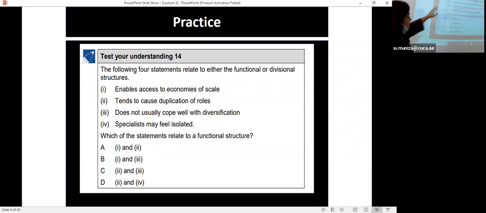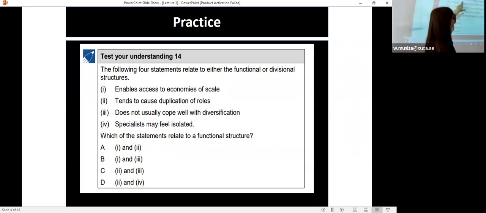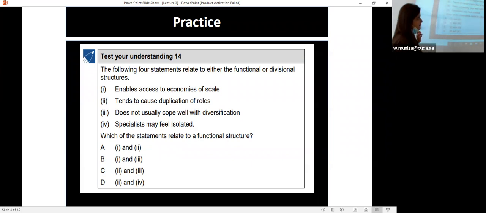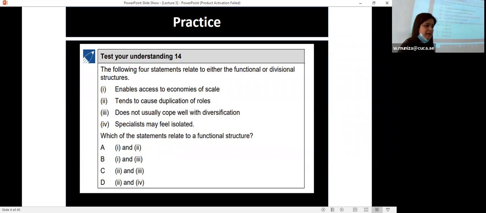So what are those? Number one, enables access to economies of scale. Okay, if we have functional structure, is it going to give rise to the economies of scale? Very good. Why? Because the same functions will be giving the services to all of the parts of the organization. So this will be giving rise to the economies of scale. What is economy of scale?